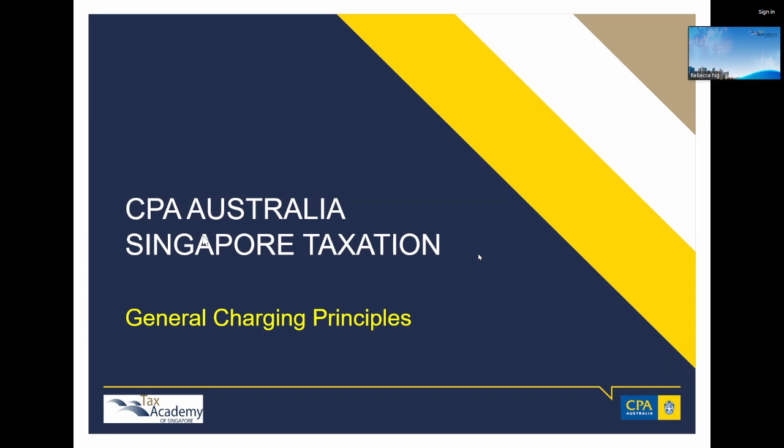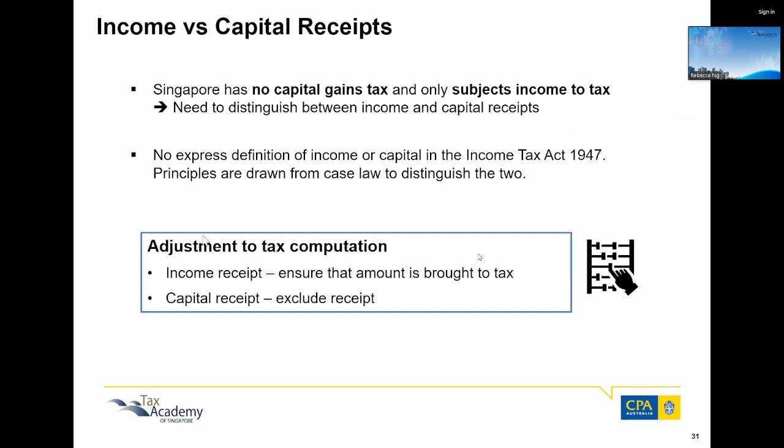Okay, next we will touch on the general charging principle, and essentially what are taxable receipts, right? So, income versus capital receipts. For Singapore, we have no capital gains tax. We only subject income to tax, so we need to distinguish between income and capital receipts. And there is no definition in the Income Tax Act 1947 of what is income and what is capital receipts. For that, we will need to draw the principles from case law to distinguish whether a receipt is income or capital in nature.